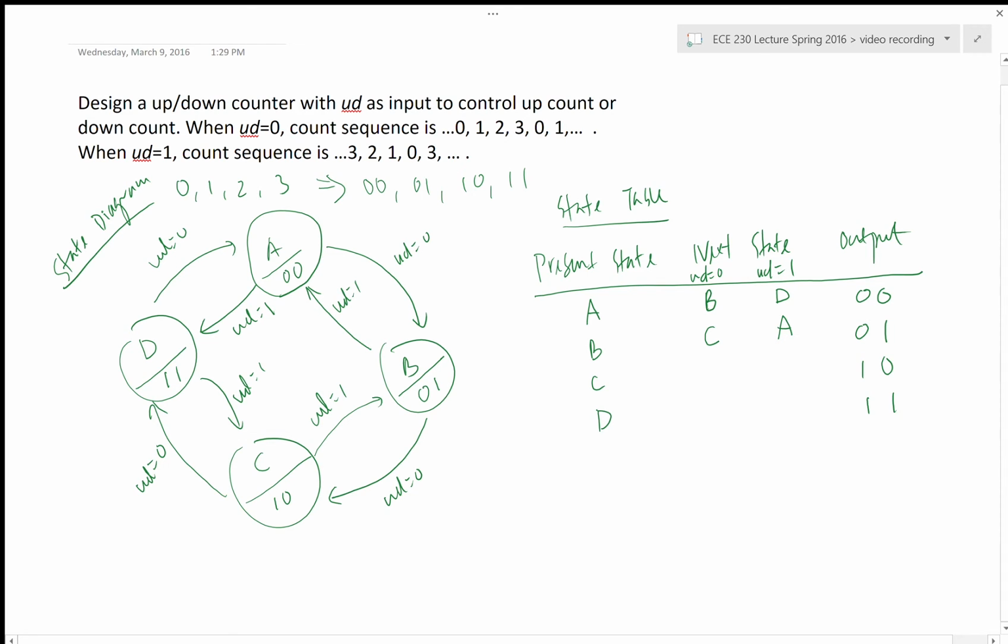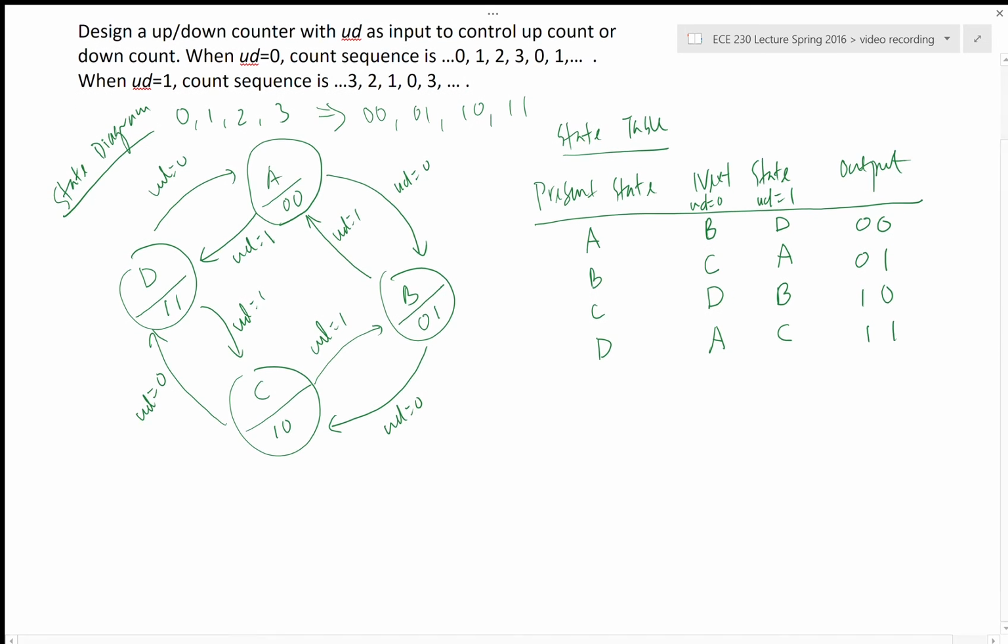At state C, when UD is equal to 0, it is going to D. When UD is equal to 1, it is going to B. At state D, when UD is equal to 0, it is going to A. When UD is equal to 1, it is going to C. So look, A, B, C, D are states.